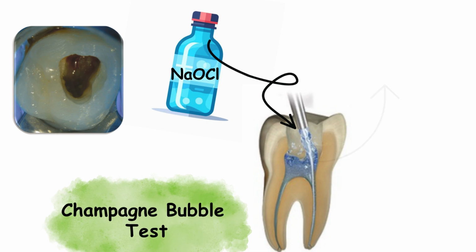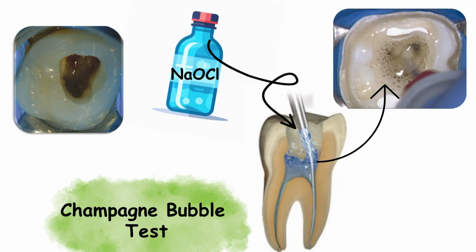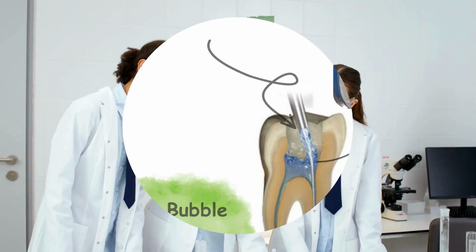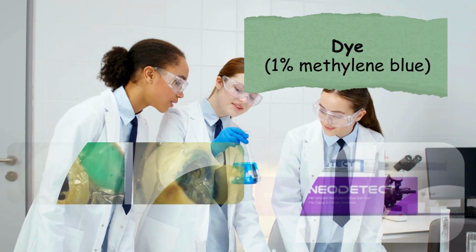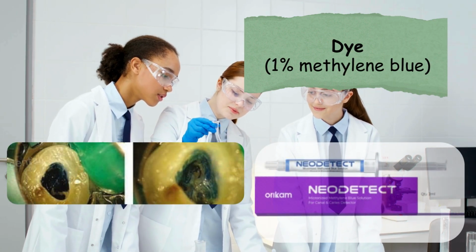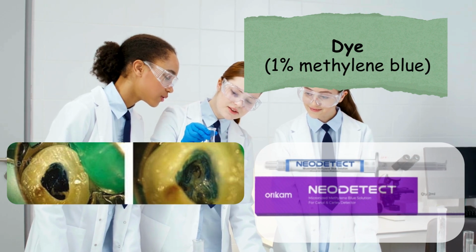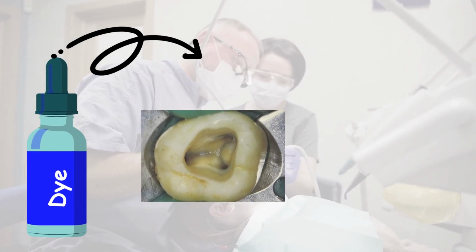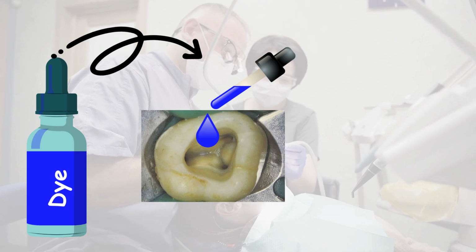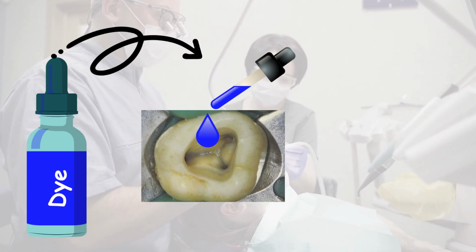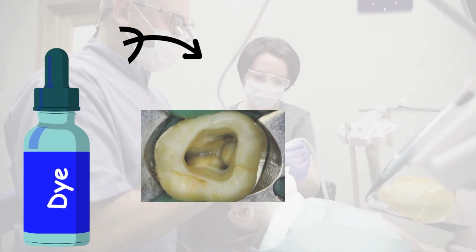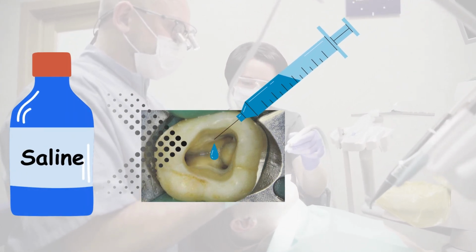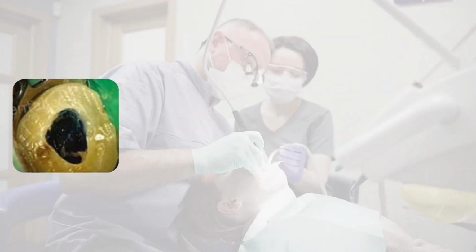Bubbles originating from a point in the pulp chamber indicate the presence of the root canal orifice. Other than this, various dyes such as potassium iodide or ophthalmic dye, that is rose bengal or 1% methylene blue dye, are irrigated into the pulp chamber of the tooth. Then these chambers are rinsed thoroughly with water or saline, dried and observed for staining.